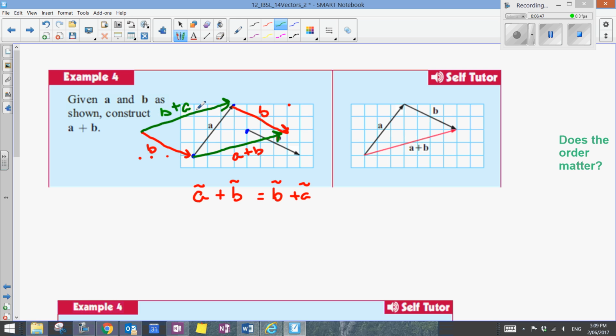Yes, it is. So again, we've got multiple ways of drawing how to construct putting 2 vectors together, just because we are looking at, again, direction and magnitude. So there's more than one way to actually demonstrate that.